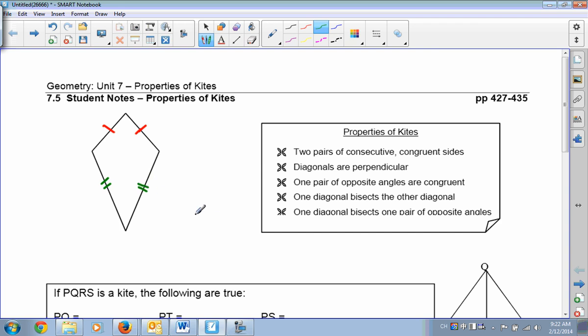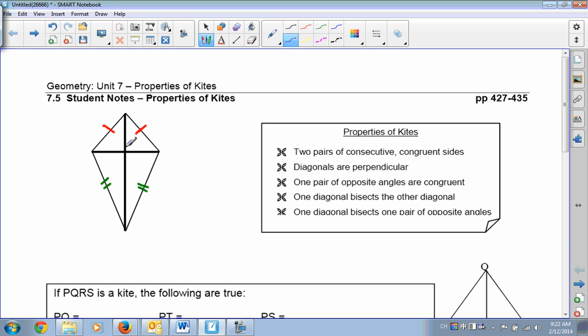Instead of in parallelograms, it was opposite sides, right? This one is consecutive sides, so next to each other. Okay, diagonals are perpendicular. So that means the diagonals make, what does perpendicular mean? Right angle, thank you. Okay, so these guys make right angles when they cross.